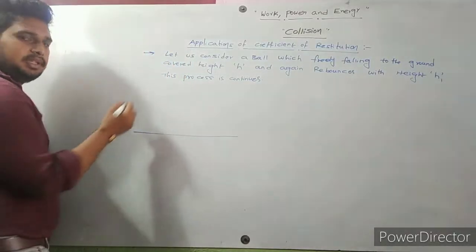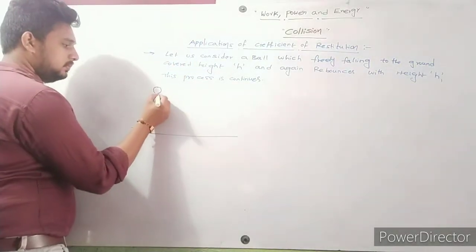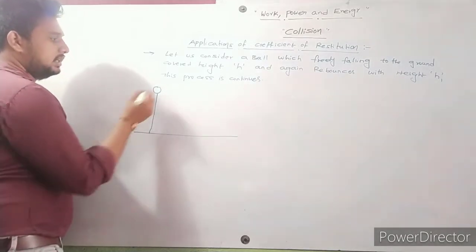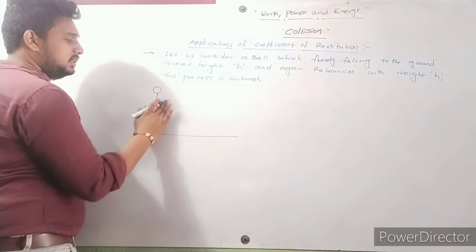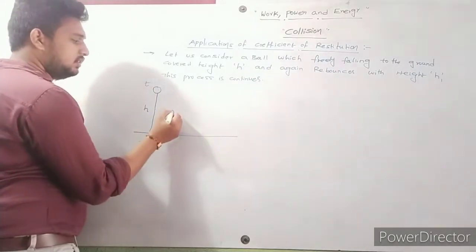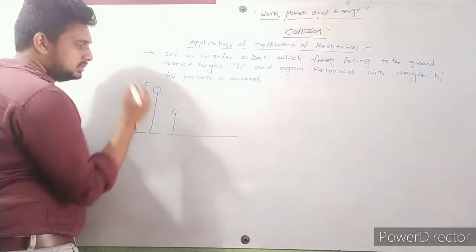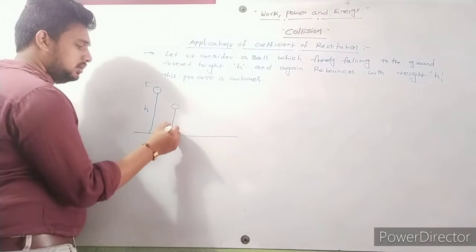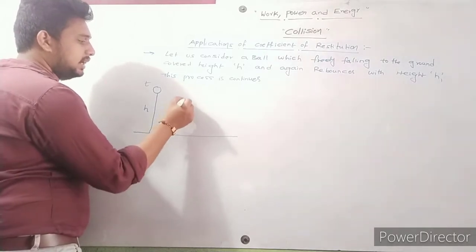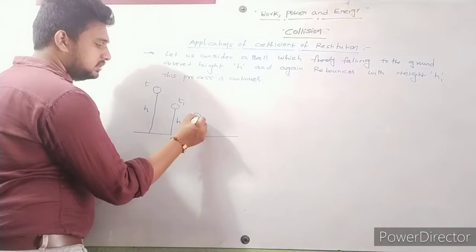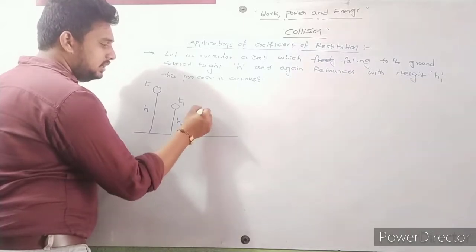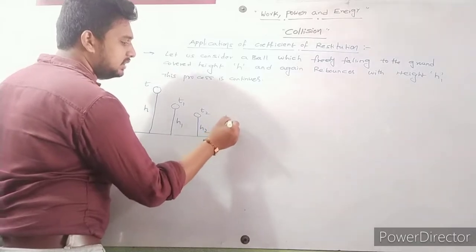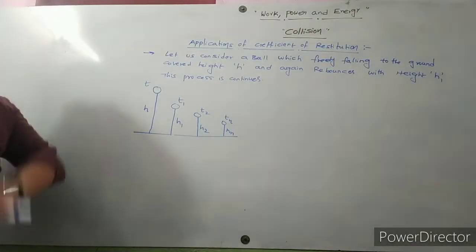So this is the ground. Here is the ball. It covered distance h, and it covered in time t. After it hits, the ball rebounces to height h1 in time t1, and again rebounces to height h2 in time t2, and so on like this up to hn and tn. So like this it is going to be rebouncing.